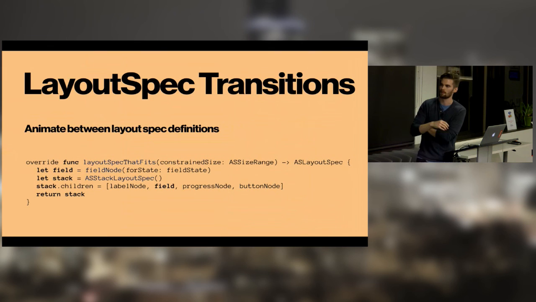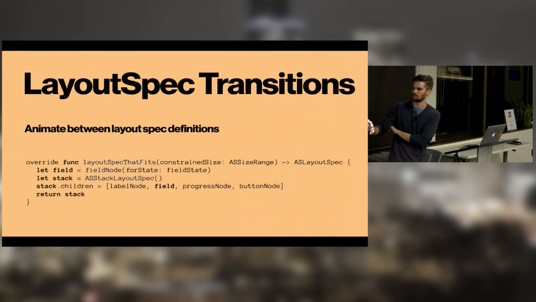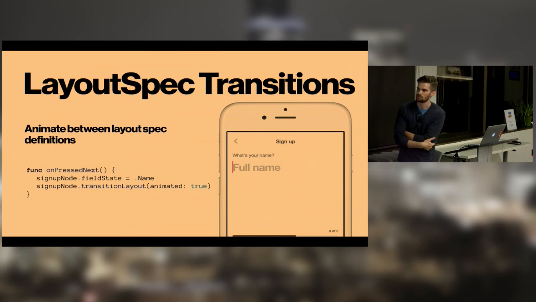Here we have a stack layout spec that represents that sign up flow you just saw. It has a label, a field, a progress node, and a button node. But this field child is very important because this field state value is an enum. Based upon the state of the enum, we'll provide a different node for you. By calling set needs layout, it would change what node would be in the stack view. With our animation API, we're able to change that field state enum and call transition layout. AsyncDisplayKit will intelligently identify what needs to change, what frames need to be interpolated, and then implicitly animate this for you.